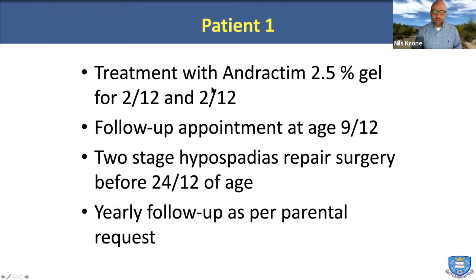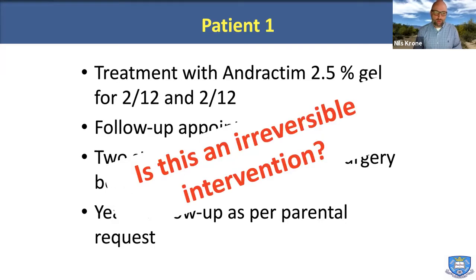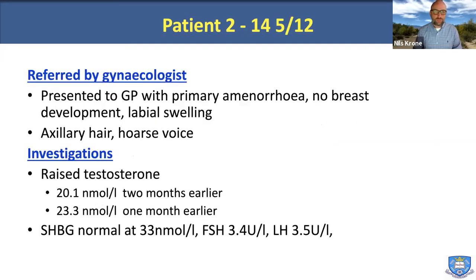We treated him with Androctin gel, which is DHT gel, and it's really powerful stuff. In particular, with someone with 5-alpha reductase deficiency, that gives usually relatively good penile growth. But the question is also, which we could discuss in another context, this is an irreversible intervention, and are you allowed to do this? There are interesting discussions going on at the moment. However, I would still carry on doing this.